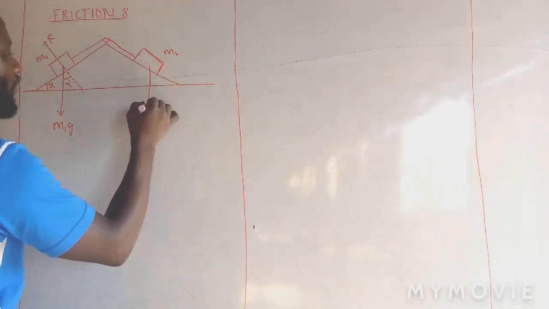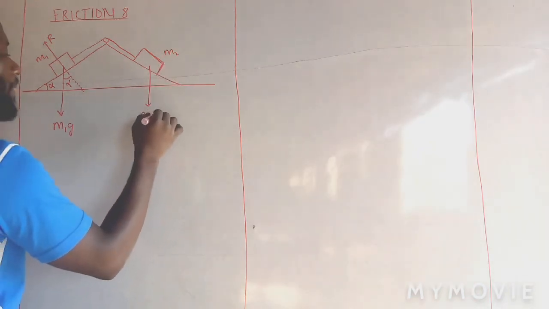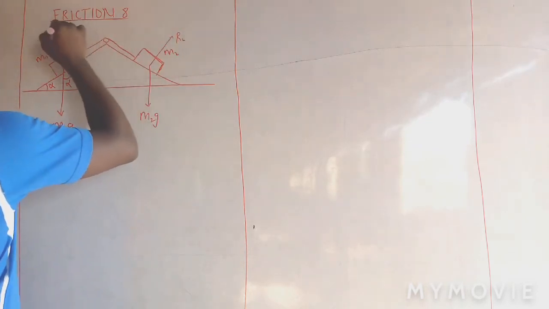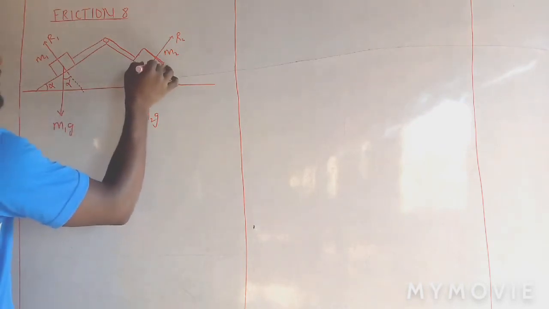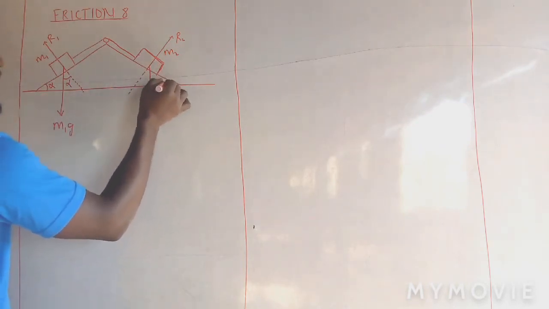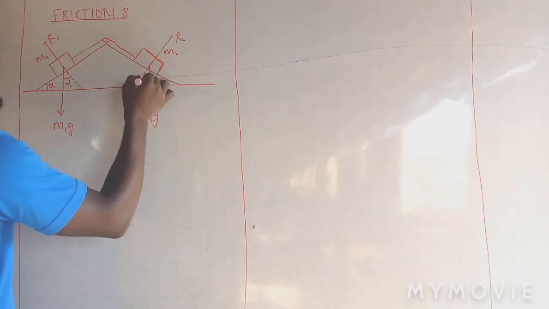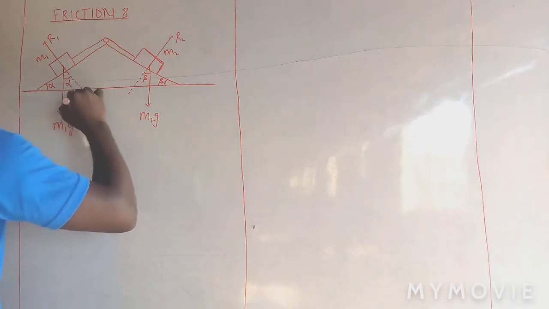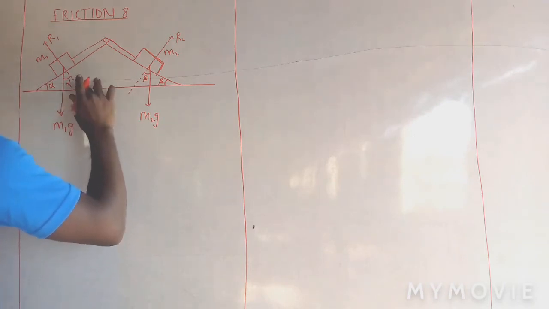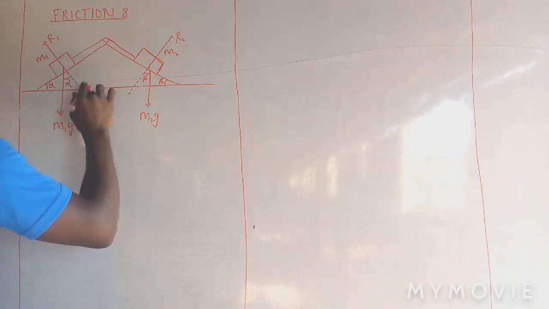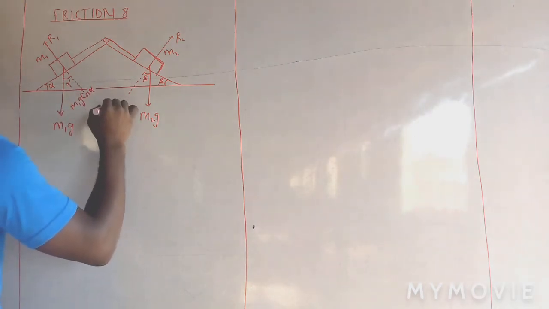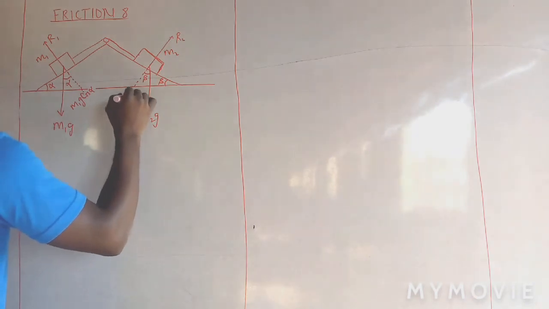The same thing is applicable here. It has a weight of m2g, and the normal reaction, let me call it R2, R1. Then let the angle here be beta. The angle here will also be beta. If I resolve this one here, I have m1g cos alpha. If I resolve this one here, we have m2g cos beta.